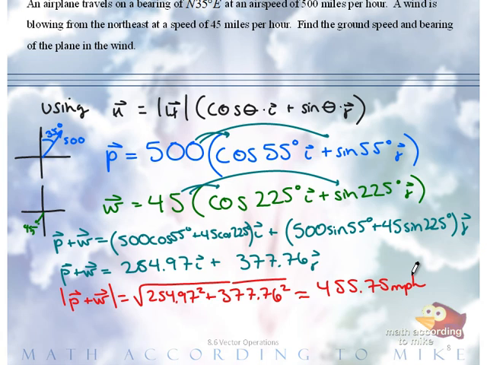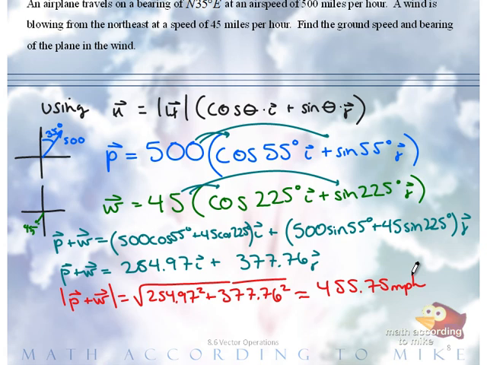Well, if the wind and the plane were going in true opposite directions, it would have just been a subtraction problem. So at least we have an idea. If the wind was going in the same direction as the plane, we couldn't be any more than 545 miles per hour. So you have some ways of knowing if it makes sense or not.